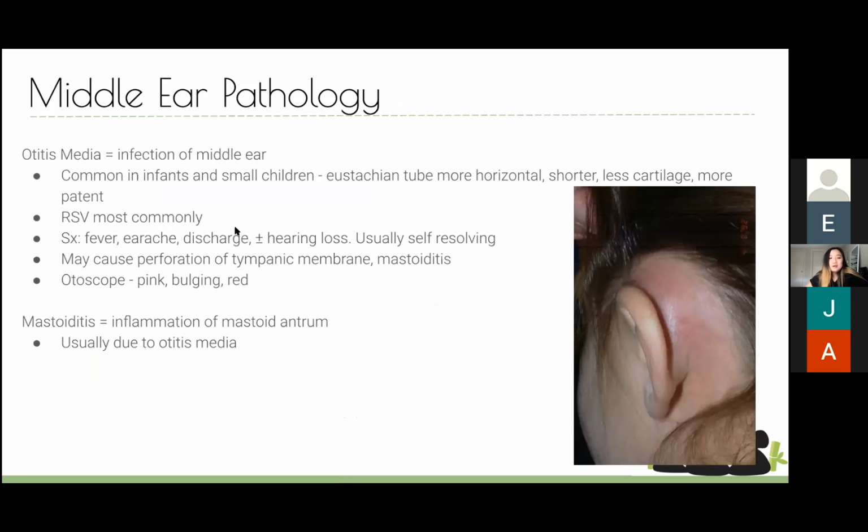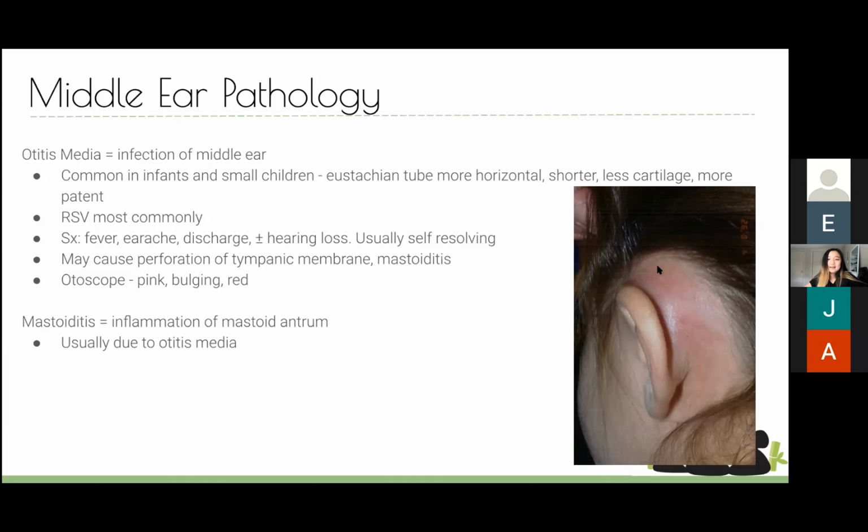Pathology. Otitis media is infection of the middle ear. It is common in infants and small children. It's mostly viral, so RSV. They often get fever, earache, maybe some discharge, usually self-resolving. It can cause perforation of the tympanic membrane because you're building up pus and things like that behind it. And it can also spread to your mastoid process and cause mastoiditis.